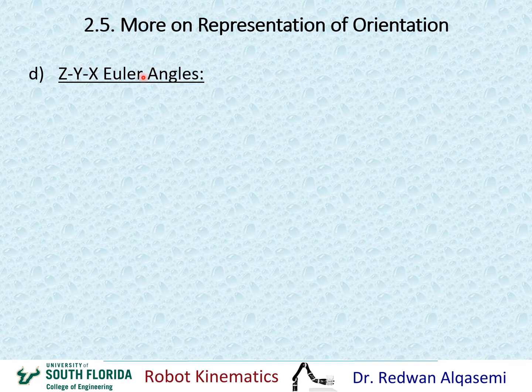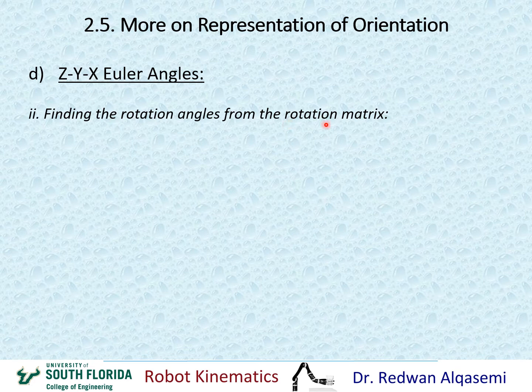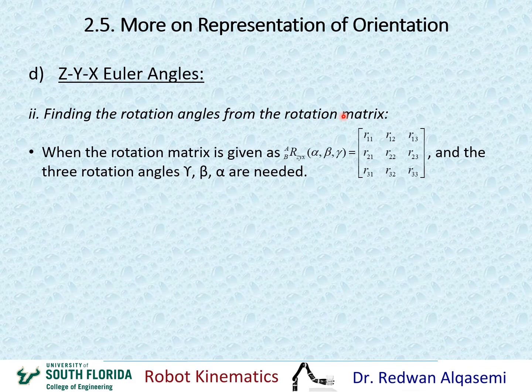Now for Euler angles, what if we have the opposite problem? If we need to find the rotation angles from a rotation matrix, so if we are given the resultant rotation matrix and we are asked to find the alpha, beta, and gamma that represent that rotation matrix, okay? So the rotation matrix is given as rotation about z first by alpha, and then y by beta, and then x by gamma. If this is given here in general, and we are asked to find gamma and beta and alpha that represent this rotation matrix that was given.